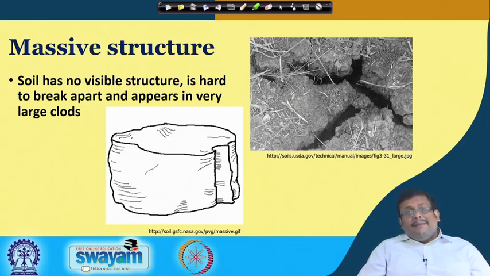Another structure is called massive structure. Now, massive structure has no visible structure, and it is hard to break apart and appears in very large clods. As you can see, the clods are formed, and this type of structure you can basically see in rice fields due to the puddling and subsequent drying of the soils. So, these massive structures also do not have any clear planes, and they are not well defined actually.